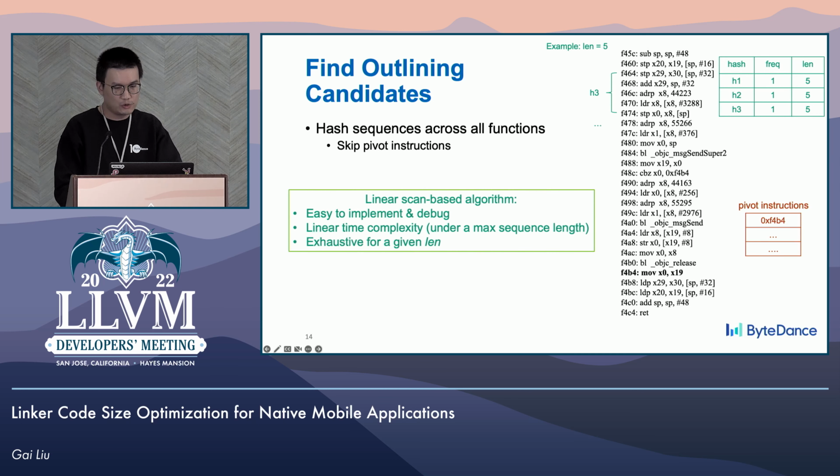So we chose to use this linear scan-based algorithm mainly for three reasons. First, it's easy to implement and debug. Second, it has a linear time complexity if we set an upper bound for the length of the sequences to consider. Lastly, the algorithm is also exhaustive since it considers all the potential sequences for a given length. Thus, we are able to uncover all the possible outlining opportunities.